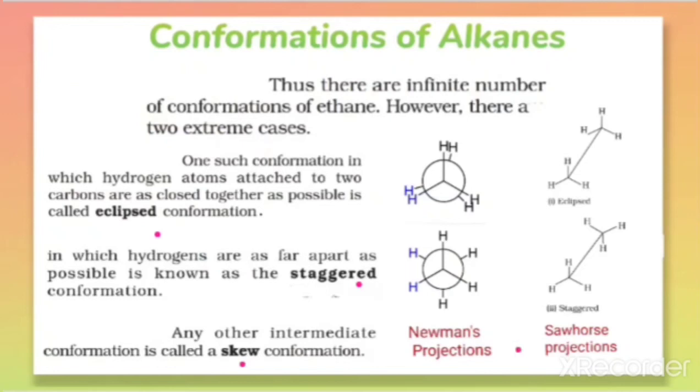So we have learned two ways of representing the structure of ethane, that is, two different views: the Newman projection view and the Sawhorse projection view.